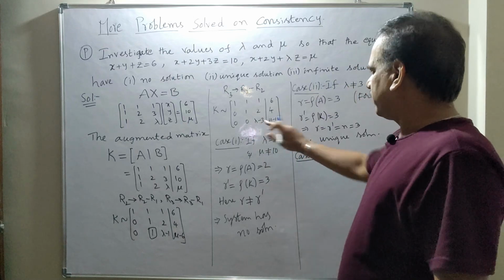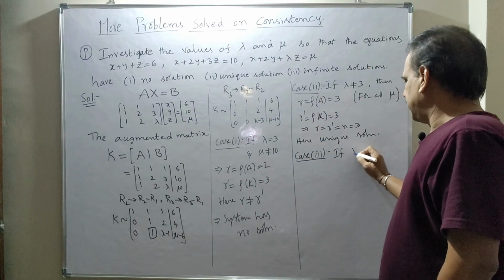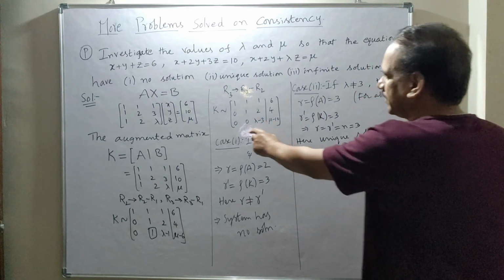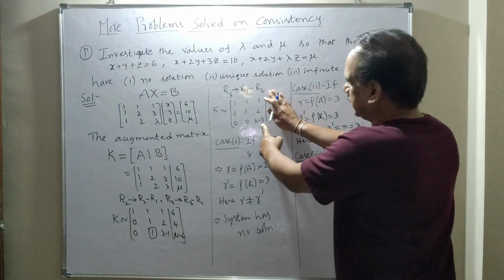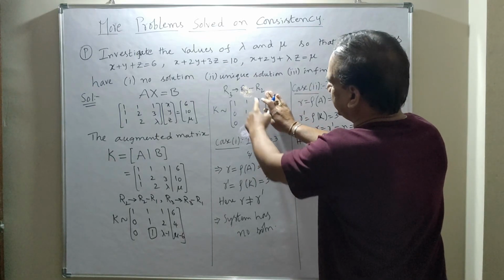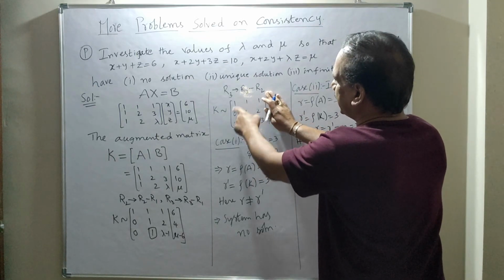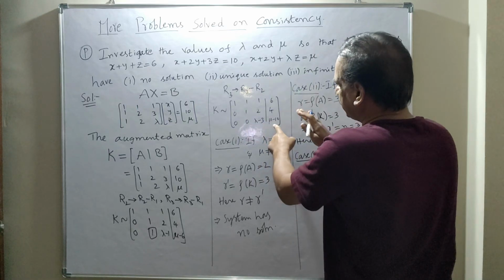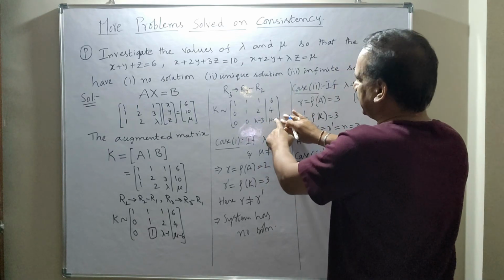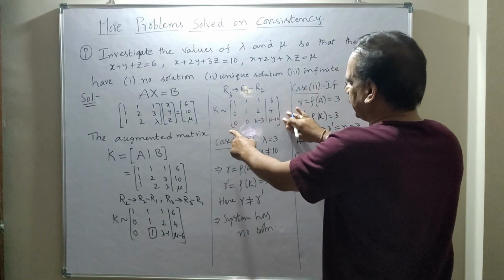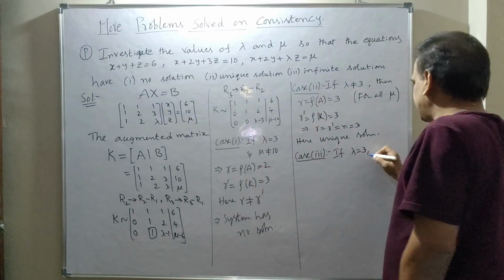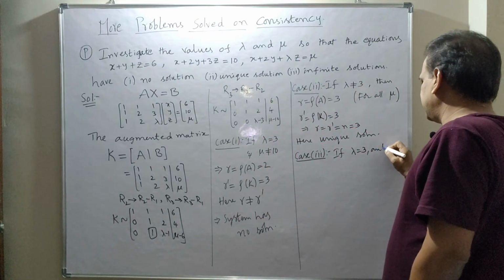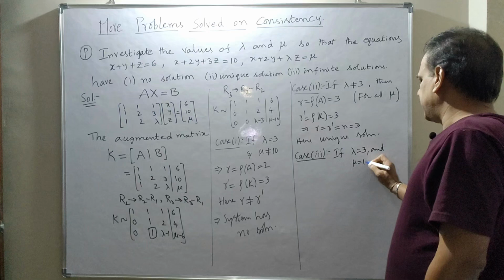For that we take lambda equal to 3. If lambda equal to 3, what happens? This becomes a 0 row in A, so that the rank of A becomes 2, which is less than 3. And also, if mu is equal to 10, the entire row becomes a 0 row in K also. So we take lambda equal to 3 and mu equal to 10.